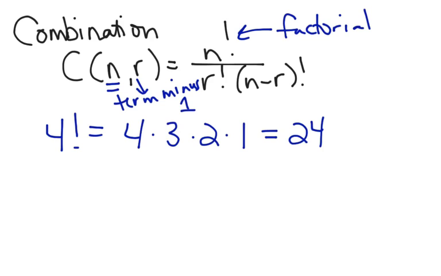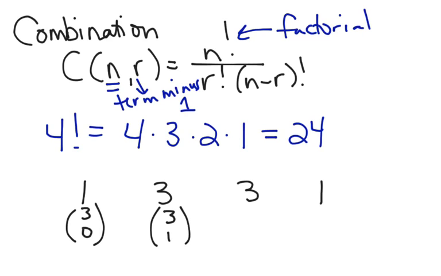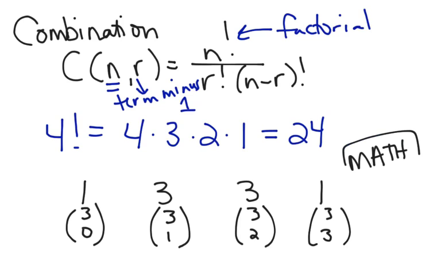So let's talk about the third row of Pascal's triangle, where these were the coefficients. You could get the first coefficient by doing 3 and then 0, because the first term, r minus 1, would be 0. And then the second coefficient you would get by using 3 for n and 1 for r. And the next term you would use 3 and then 2, and the last one would be 3 and then 3. Now, combination on your calculator is found under Math. And then if you arrow over to PRB, it's number 3.